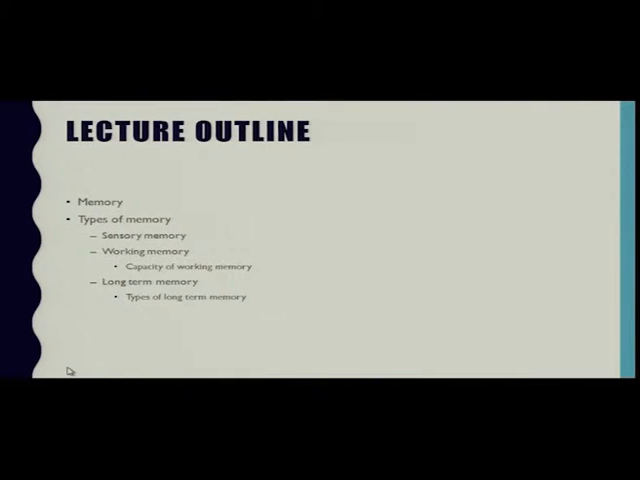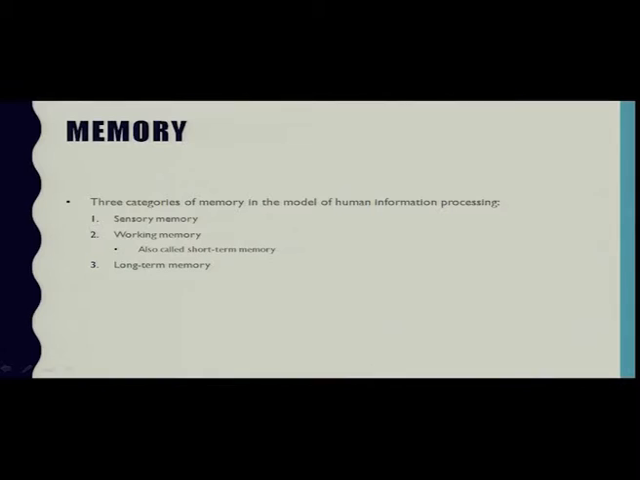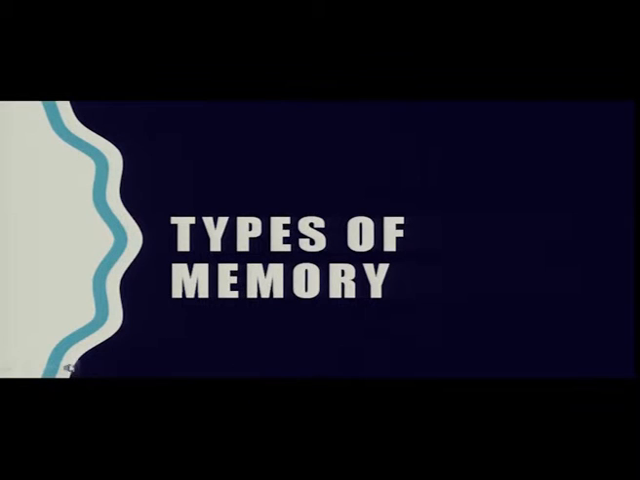Before proceeding, let's have a lecture outline. We will be discussing memory and the types of memory that we have shown in the human information processing model: sensory memory and working memory. We will also discuss the capacity of working memory, and if time permits, long term memory and types of long term memory. There are three categories of memory in this model: sensory memory, working memory, which is also called short term memory, and long term memory, as we saw in our first slide.